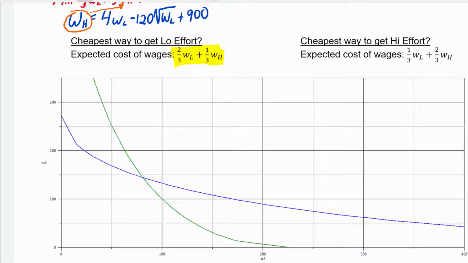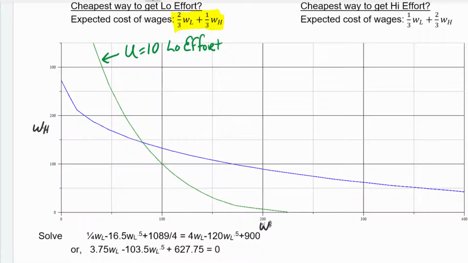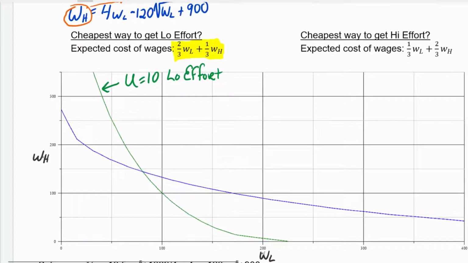And what we get here is an indifference curve, this green one. So this is the indifference curve for U equals 10 for the agent when they provide low effort. So this just shows all the different ways we could provide. So here's the high wage on the y-axis and the low wage on the x-axis. All the different combinations of low and high wages that would provide 10 utils.